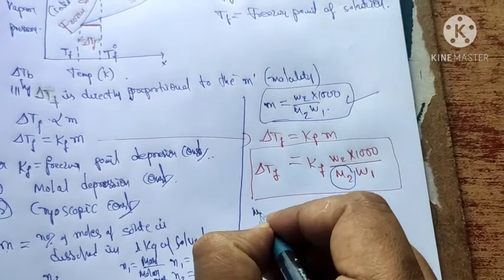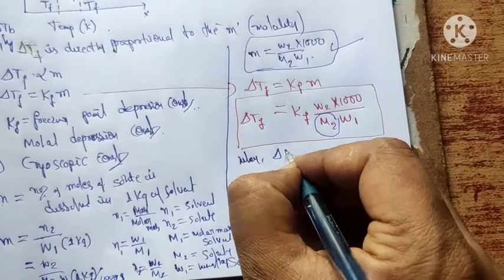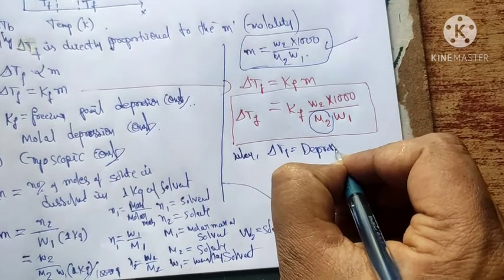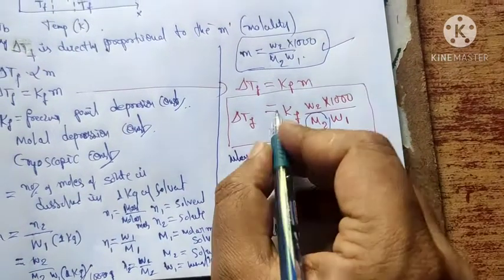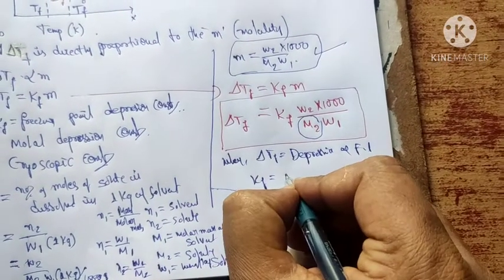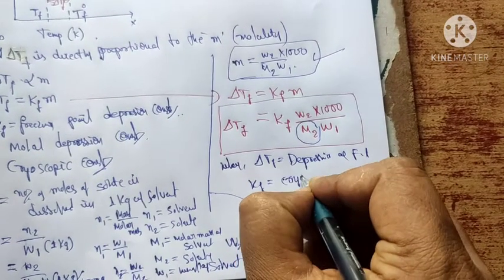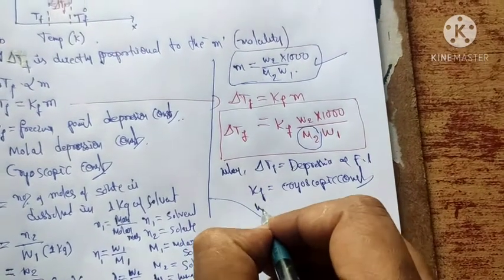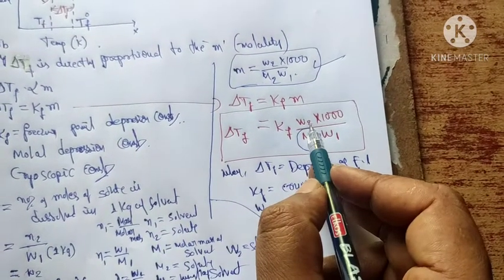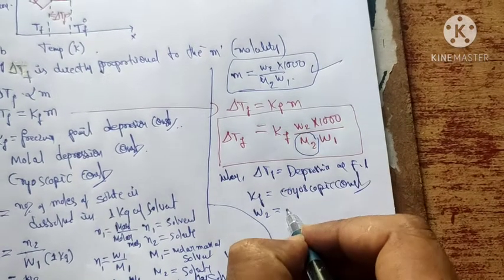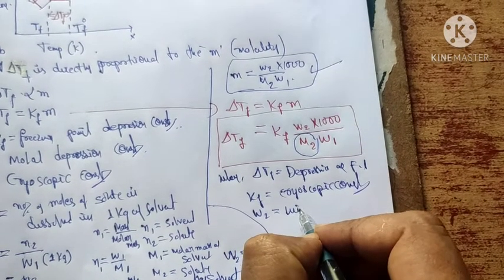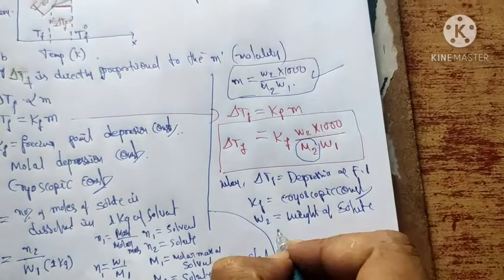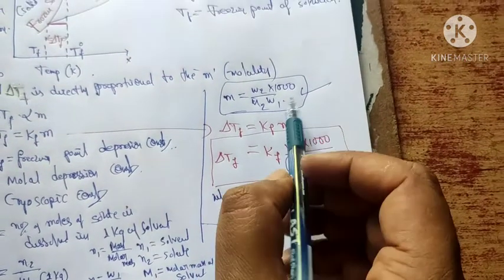So here delta TF is the depression of freezing point, where KF is the cryoscopic constant and W2 is the mass or weight of solute, and 1000, we already know this.